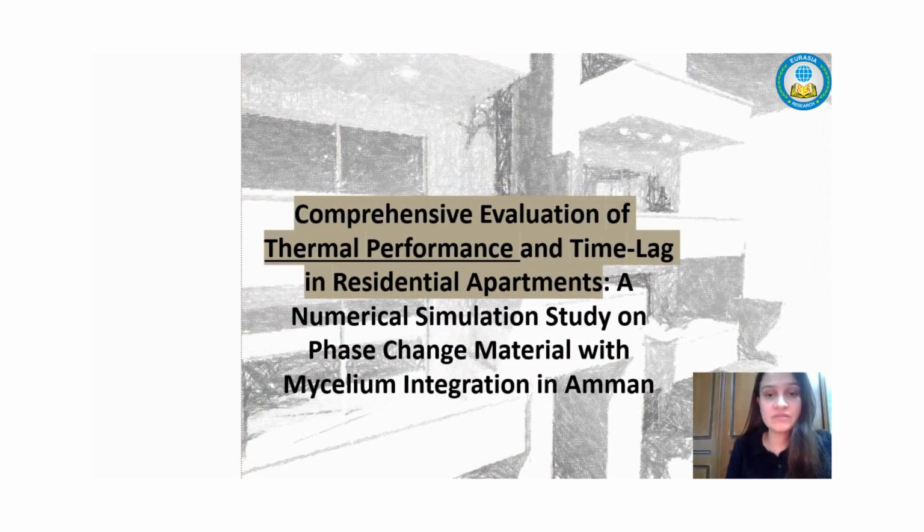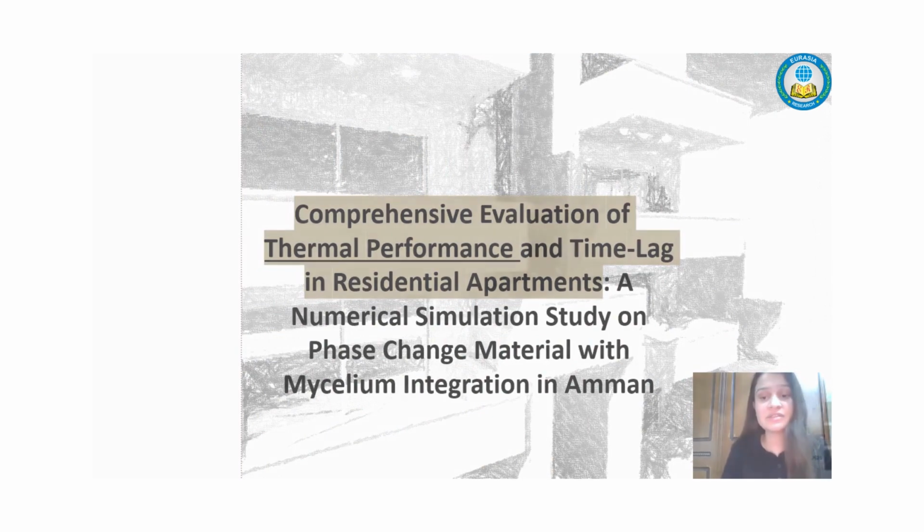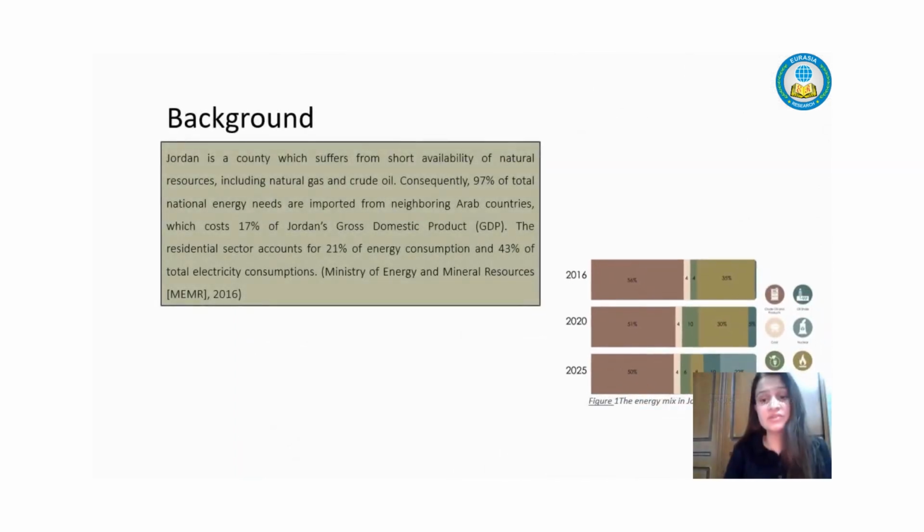title is a comprehensive evaluation of thermal performance and time lag in residential apartments. Why did I choose the specificity of thermal performance? Because, as I said in the title, this research was held in Amman, and Amman is the capital of Jordan. Jordan is a country in the Middle East that has multiple advantages to live in, but one of its disadvantages is that it lacks energy sources, especially non-renewable energy sources.